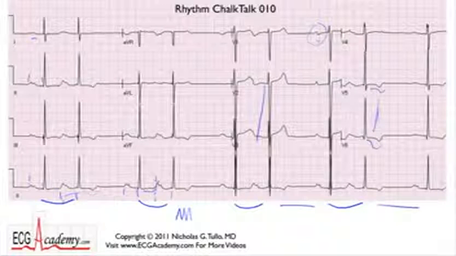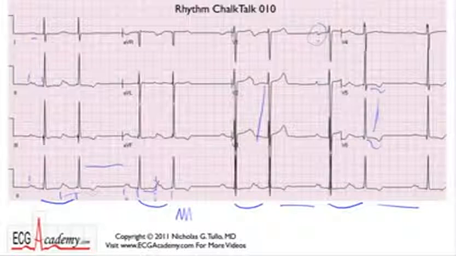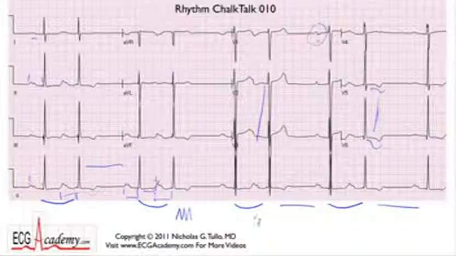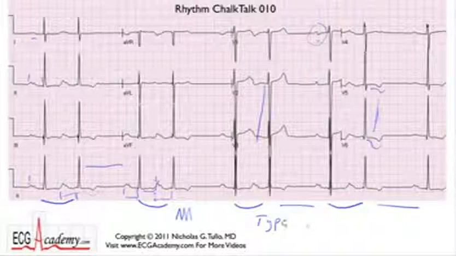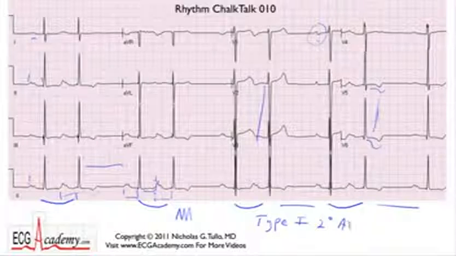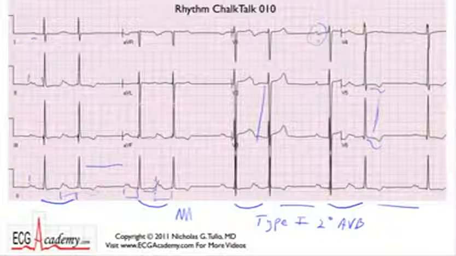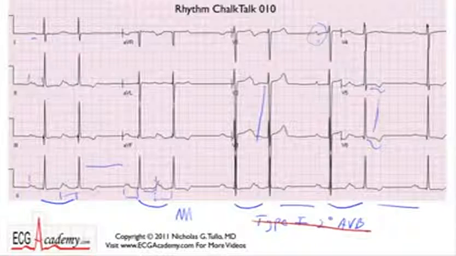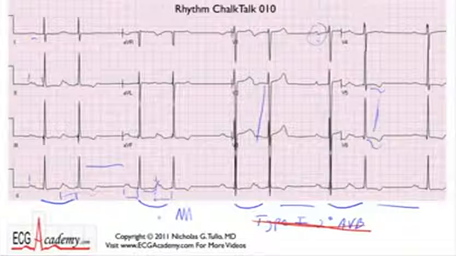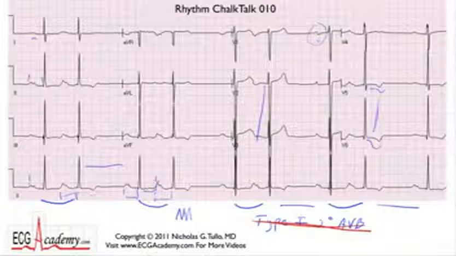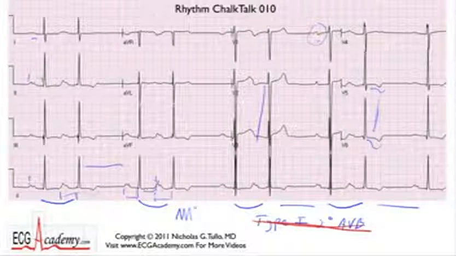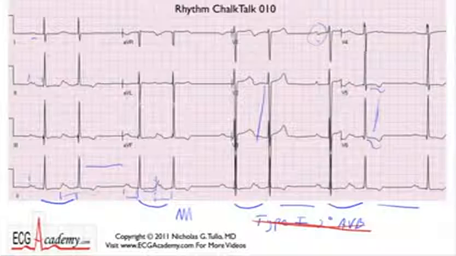So, okay, you've got group beating, you've got pauses, you've got PRs that are getting longer. So what do you think? This is probably type, what would it be? Type 1 or 2? Type 1, second degree AV block. Well, if you said that, you are wrong. Nope. Fooled ya. Okay, so why not? Why isn't this type 1 second degree AV block? Clearly, the P is getting longer. You've got group beating. Well, let's take out our trusty calipers and figure it out.